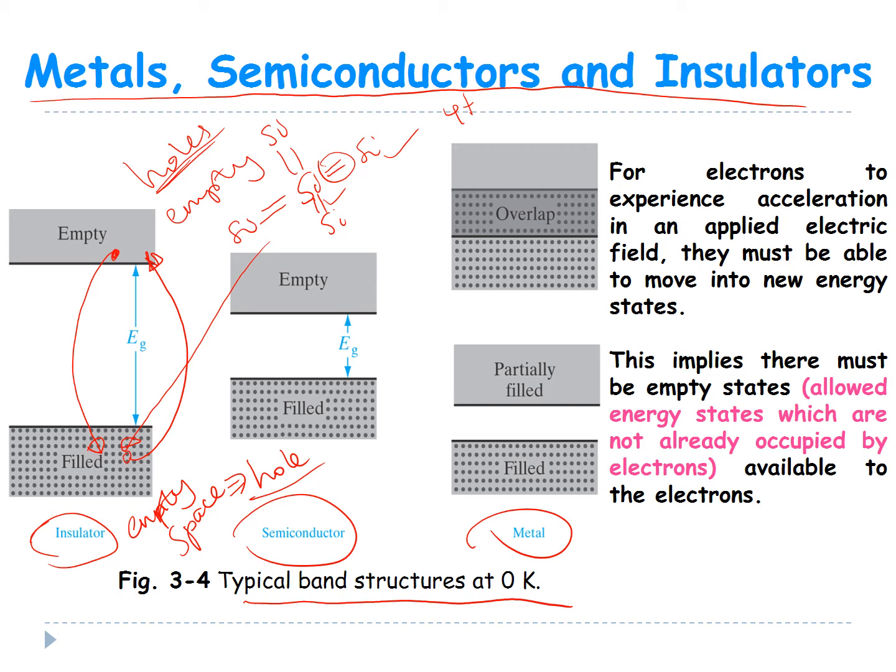Now, if an electron is excited from the valence band to the conduction band, it means that you have broken a bond here. So if you break a bond here, you leave behind a hole. You leave behind a hole. So that's the concept of a hole. A hole is more like a broken bond, so to speak.